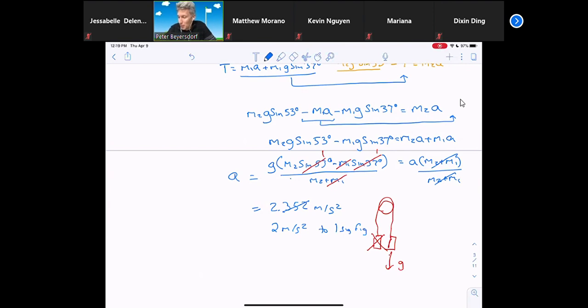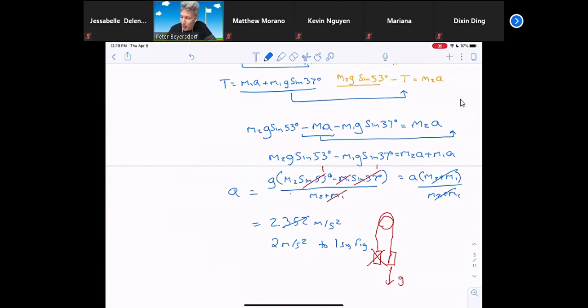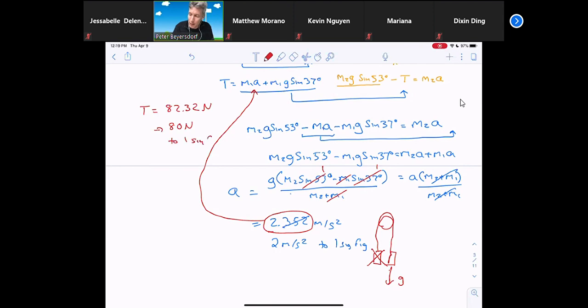So we're not done with this problem. We still have to calculate the tension, but we have an expression for the tension right here that we can plug our acceleration into. So I'm going to plug in not 2 meters per second squared, but my more complete and unrounded value of 2.352 for the acceleration here. And when I do, I get a tension that's 82.32 newtons. And again, I can say that that's 80 newtons to 1 sig fig. So at this point, I'll pause. And if you have any questions, feel free to type them into the chat.